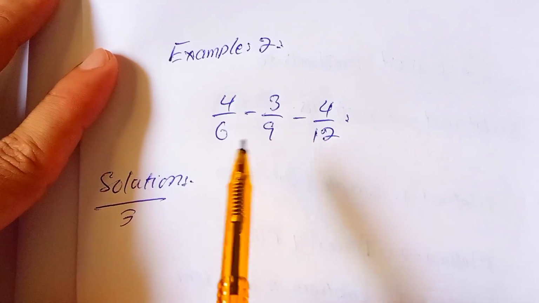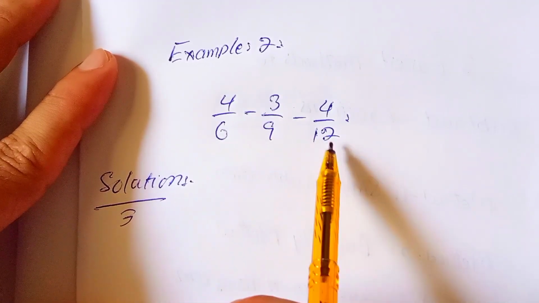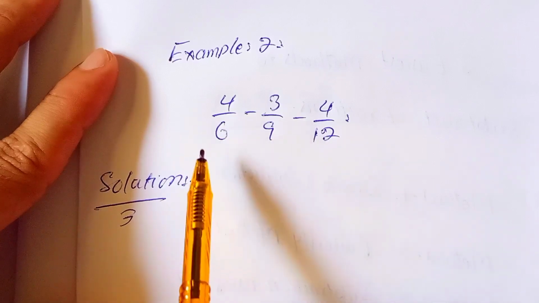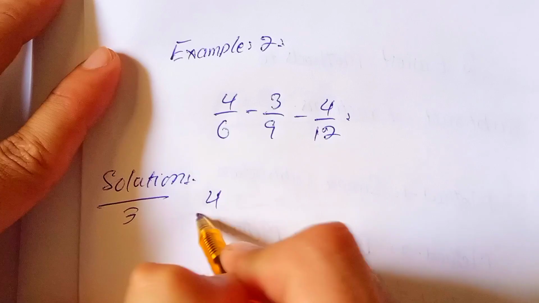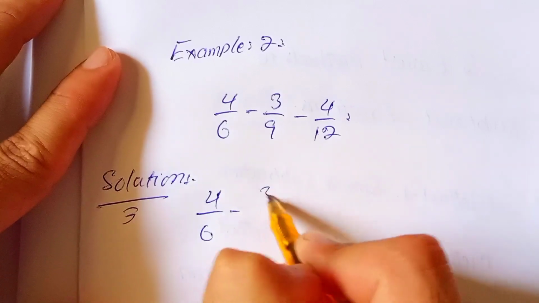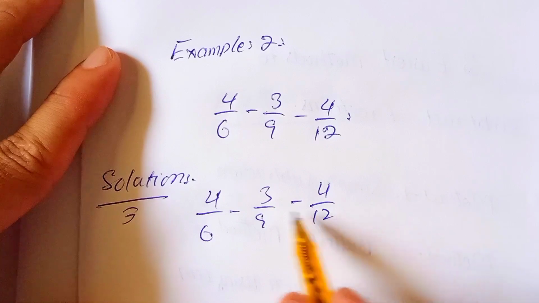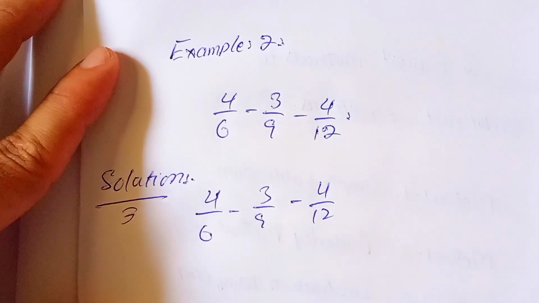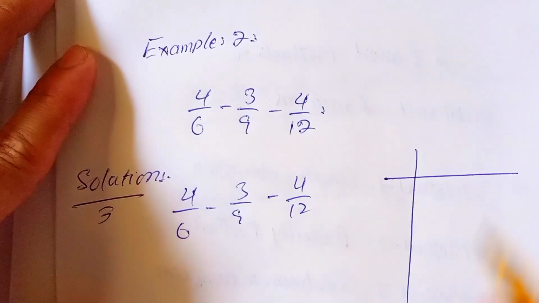Now in this example we see that there are three fractions and we have to subtract them, but the denominators of these fractions are different. So first of all we have to take the LCM of these fractions, right? So we can write 4 over 6 minus 3 over 9 minus 4 over 12. The denominators are different, so we will take the LCM of 6, 9 and 12, right?